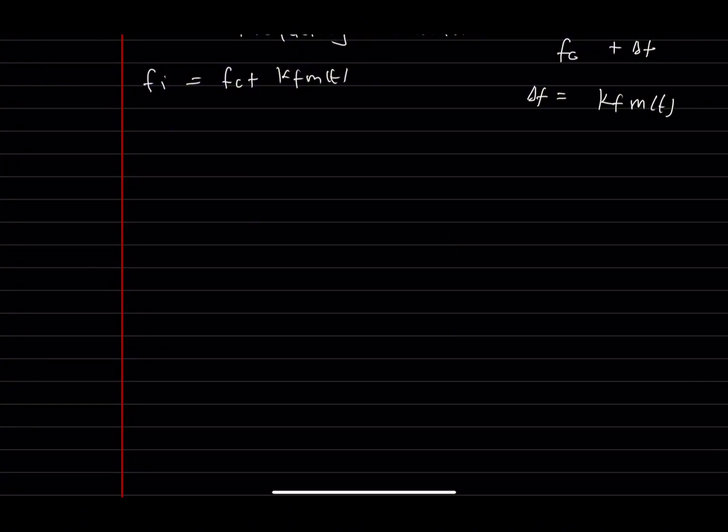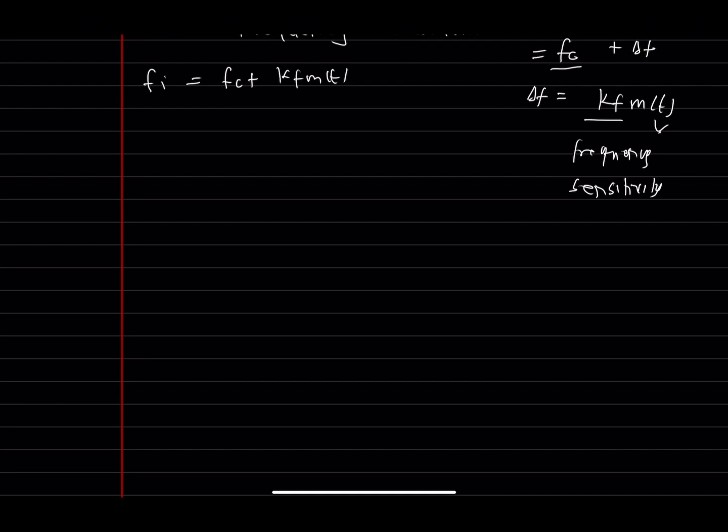The kf m of t represents the change in the original frequency, and the original or initial frequency was fc. So fc is the carrier frequency. The kf is the frequency sensitivity. So this kf here is the frequency sensitivity. And then as we know already, m of t is the message signal.